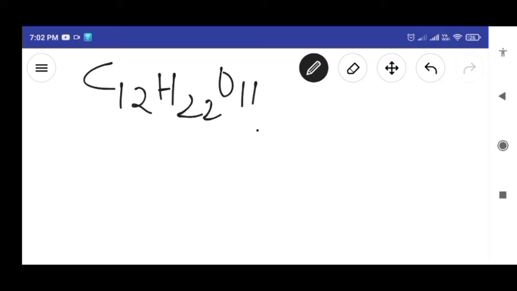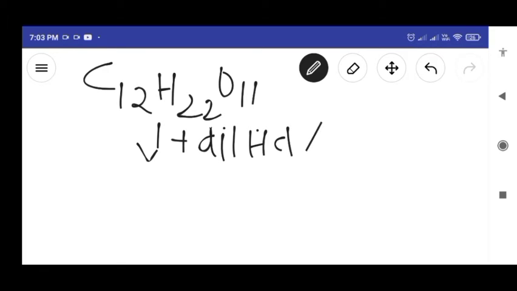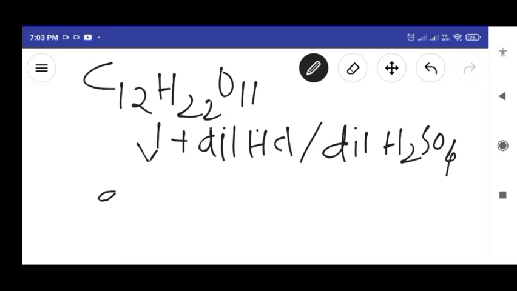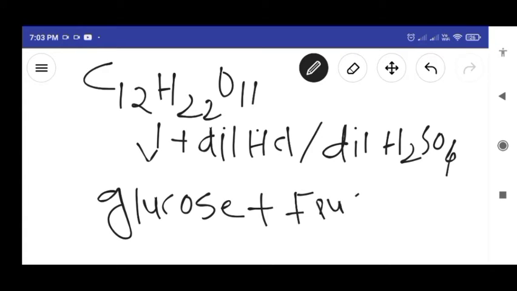The major source of sucrose is cane sugar. We get glucose from sucrose by boiling sucrose with dilute HCl or dilute H2SO4. With glucose we will also get fructose in equal amount. We'll see the reaction for the preparation of glucose.